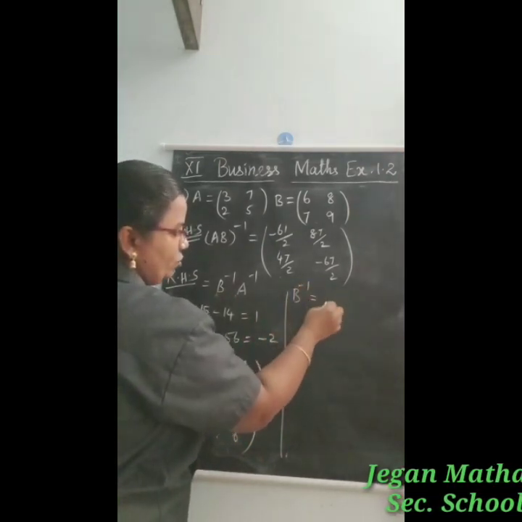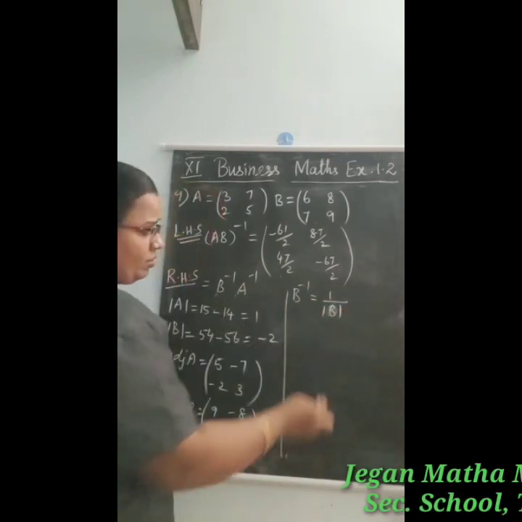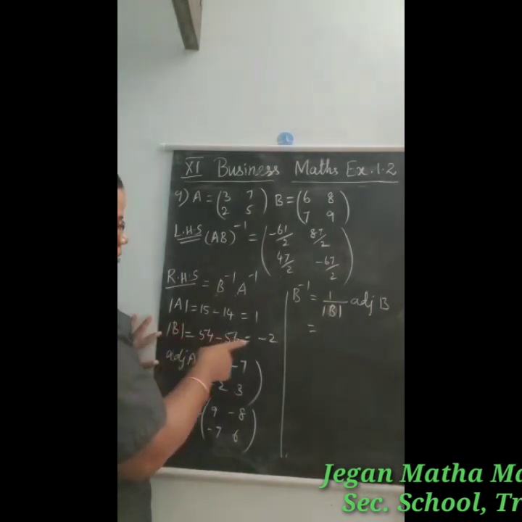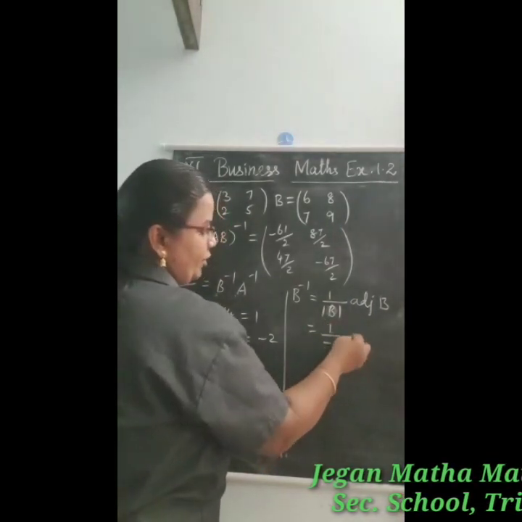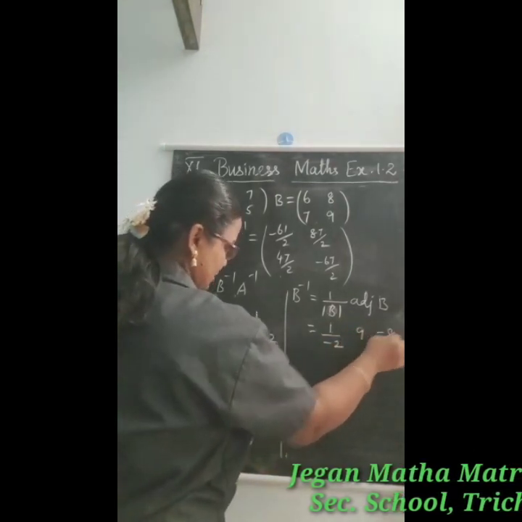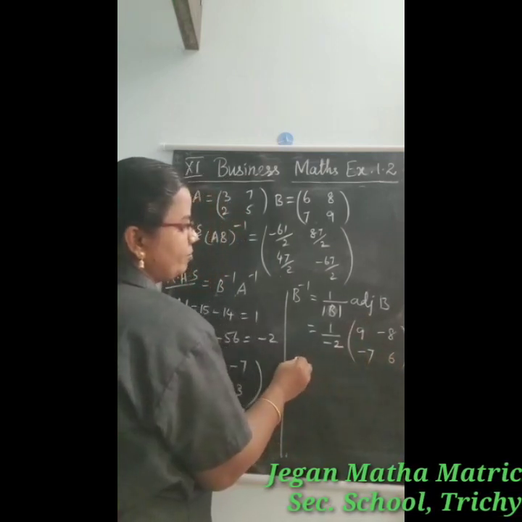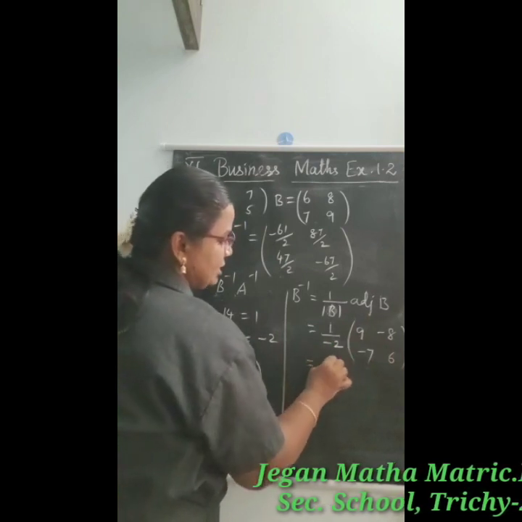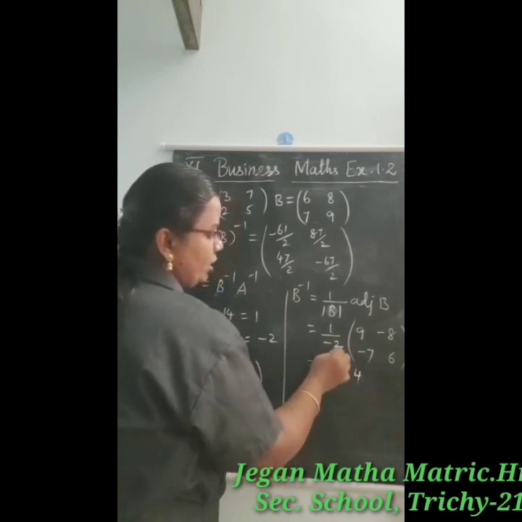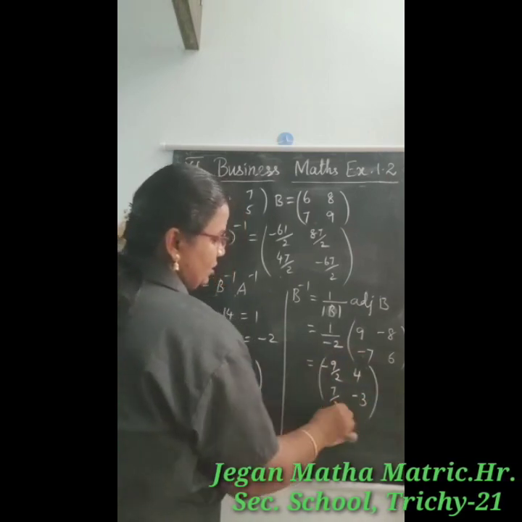B inverse is equal to 1 by determinant of B into adjoint B. What is the determinant of B? 1 by minus 2 into adjoint B, which is 9, minus 8, minus 7 and 6. Next, we multiply this by the 1 by minus 2, and we will get minus 9 by 2, and minus of minus plus, so 8 by 2 is 4, and minus of minus plus 7 by 2, and 6 by 2 is minus 3. This is B inverse.